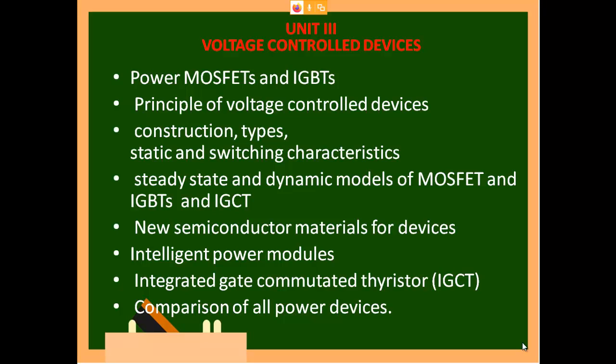Next to this is voltage control. Same thing we will see. For voltage control devices we will see the construction, switching characteristics, steady state and intelligent power modules. Power modules are nothing but how we are going to turn on integrated gate commutated thyristors. It is one more type of voltage control device.